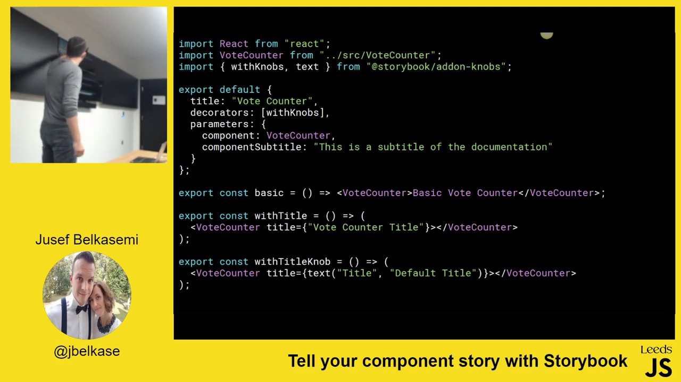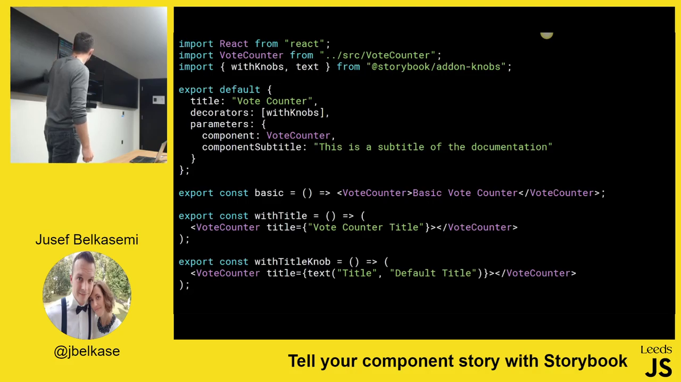In here we have the default export, which defines the overarching title for the collection of stories. In this case, it will be the stories about the vote counter. We add some custom Storybook logic to allow us to have interactive bits of UI for passing our props, and then we describe what component these stories are related to. I also showed an example of how you would add a subtitle to your documentation.